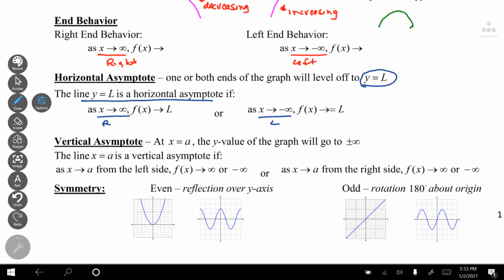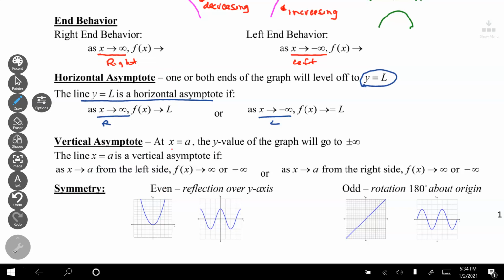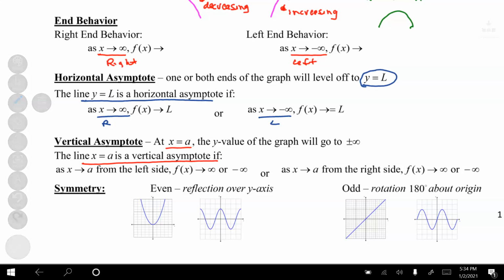Something is a vertical asymptote at x equals a. So x equals a is a vertical line. That means on the left side or the right side of that vertical line, the graph is either going up to infinity or down to infinity. A vertical asymptote means the graph doesn't just stop in the middle someplace. It goes all the way up or down forever, and I'll show you what I mean.